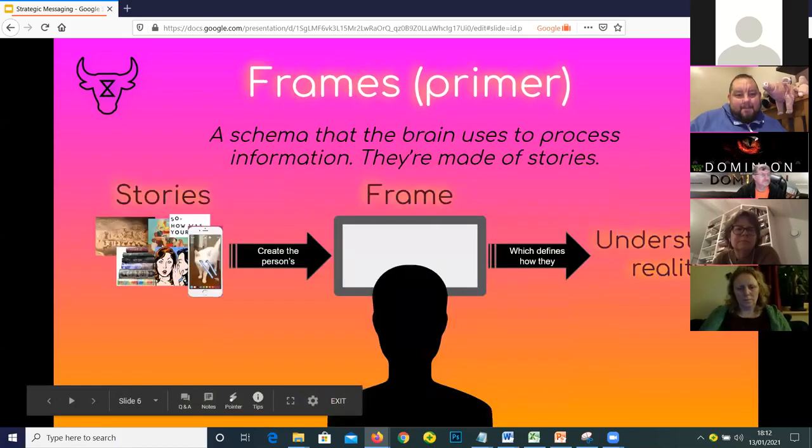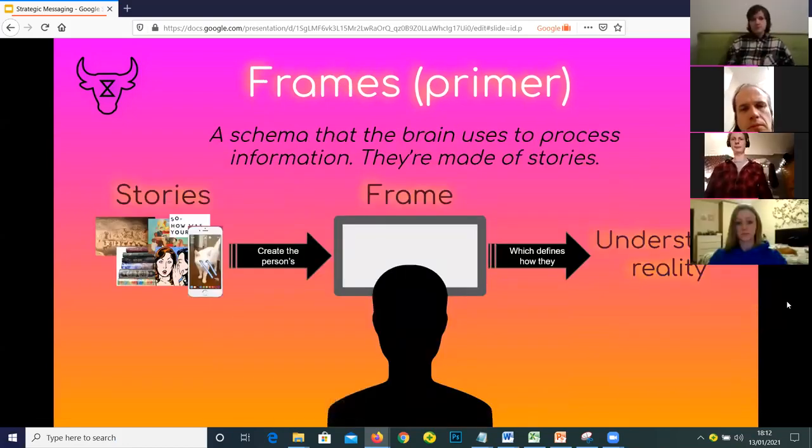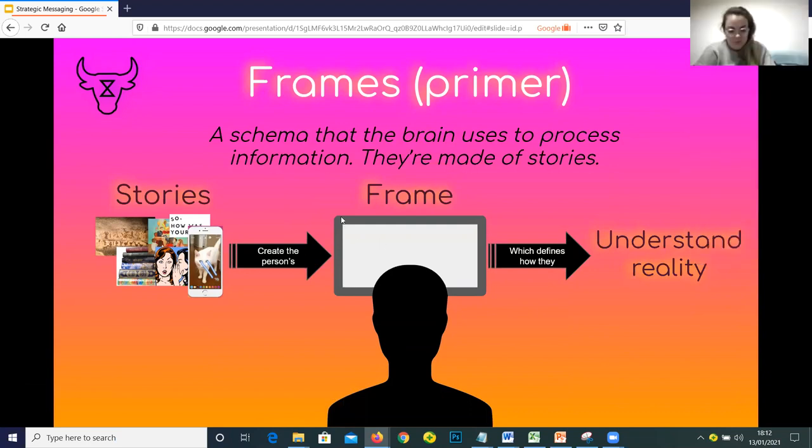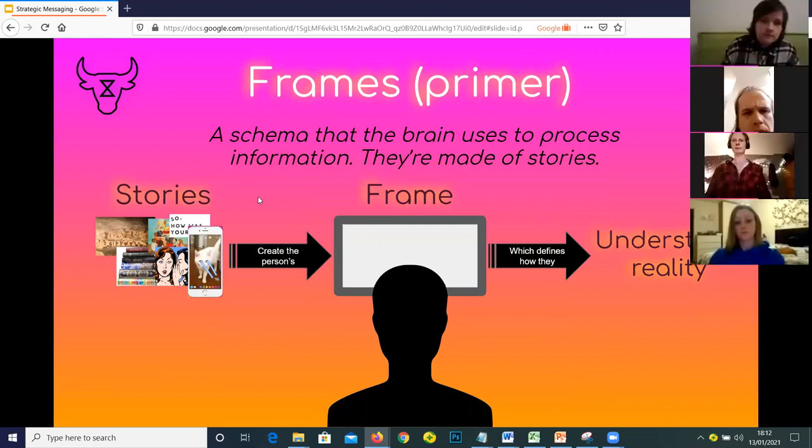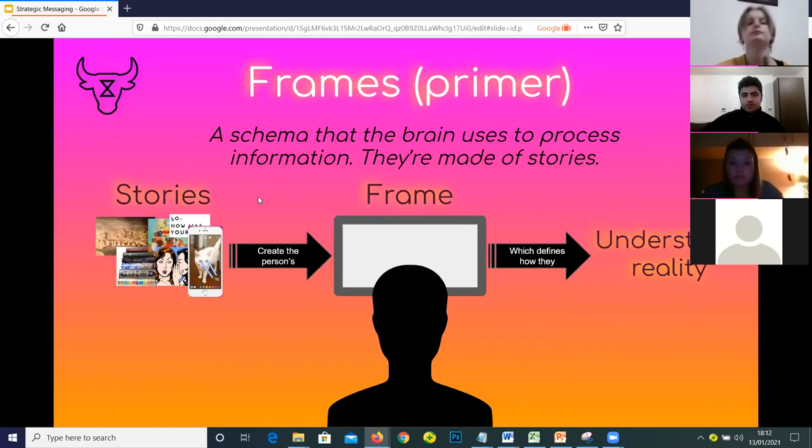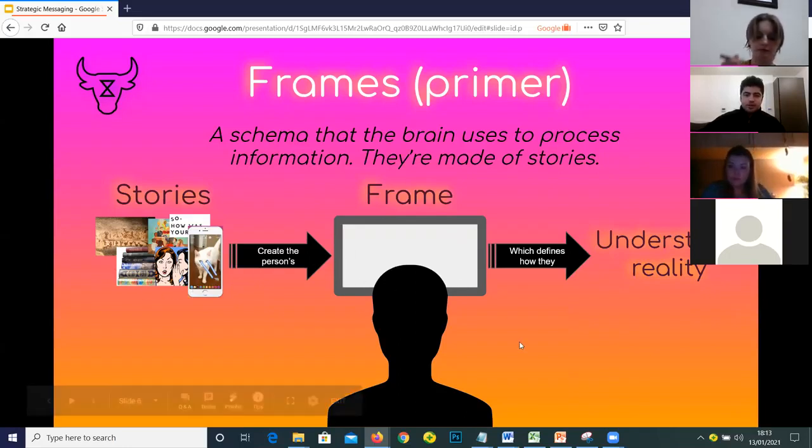We move on to frames. So a frame is technically a schema that the brain uses to process information. They're made of stories. It might seem a bit abstract now, but as we move on, I hope it'll solidify the concept a bit. So we have a bunch of stories. These stories create the person's frame. It's not like a frame, like a structure, it's a frame like a photo frame.